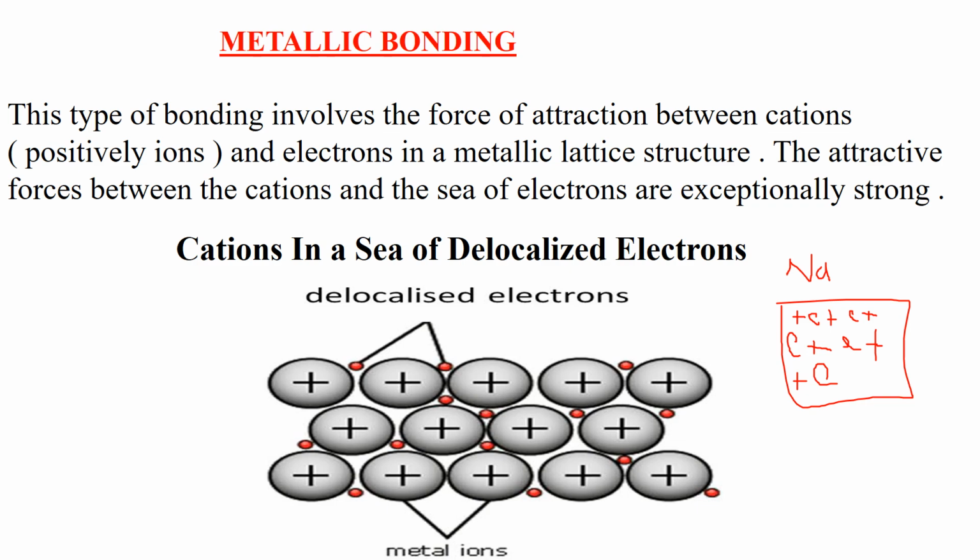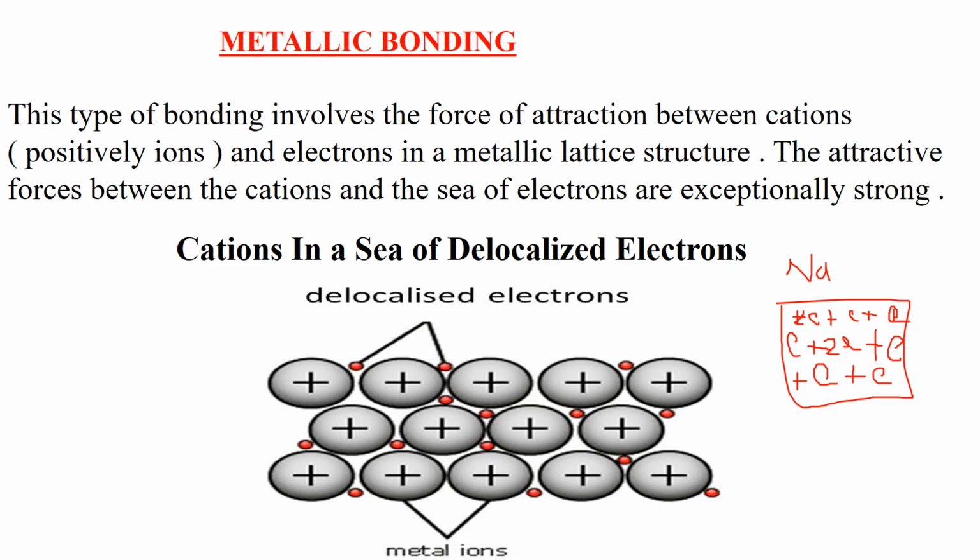So we follow the valence of the metal they have given us. If it has a valence number of 2, meaning we need to write a 2 here, we need to include a 2. If it has a valence number of 3, you need to include a 3 here. That's what this means. So this is just a basic structure of a metallic bonding.